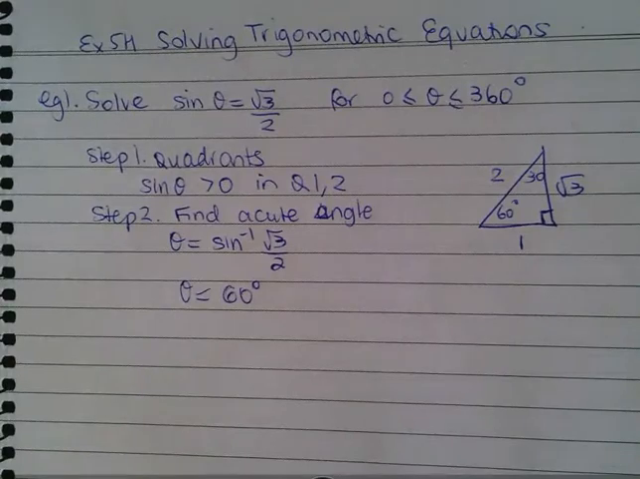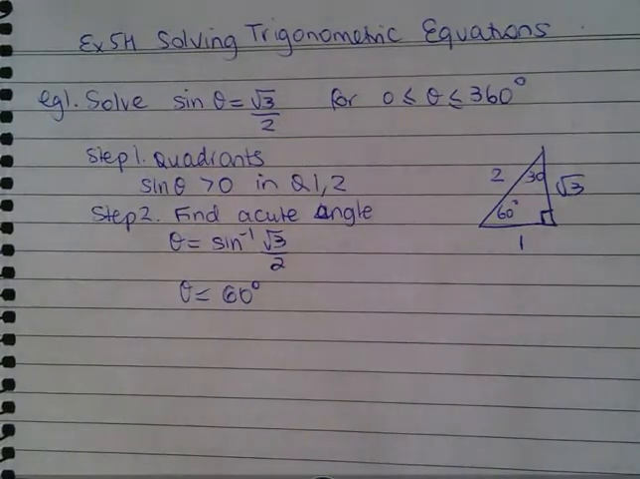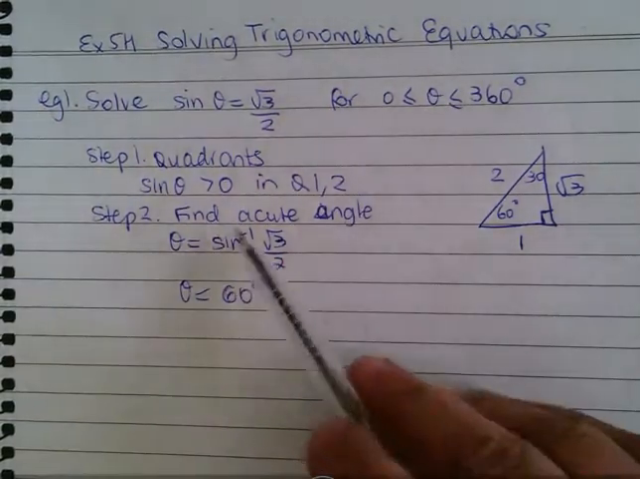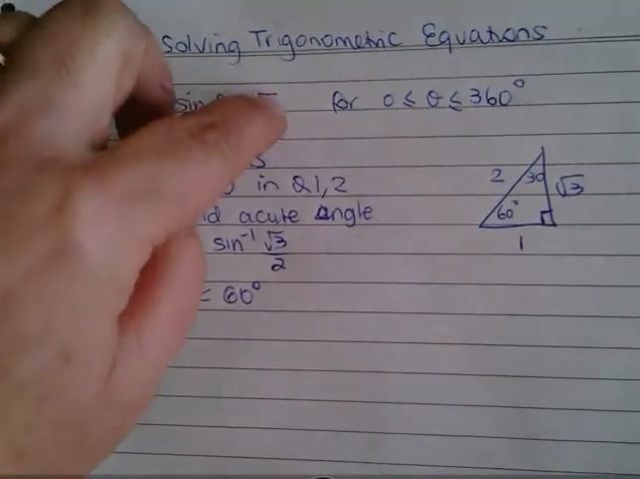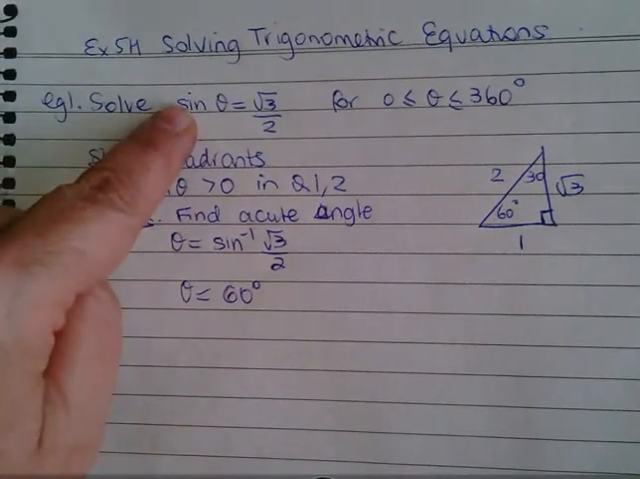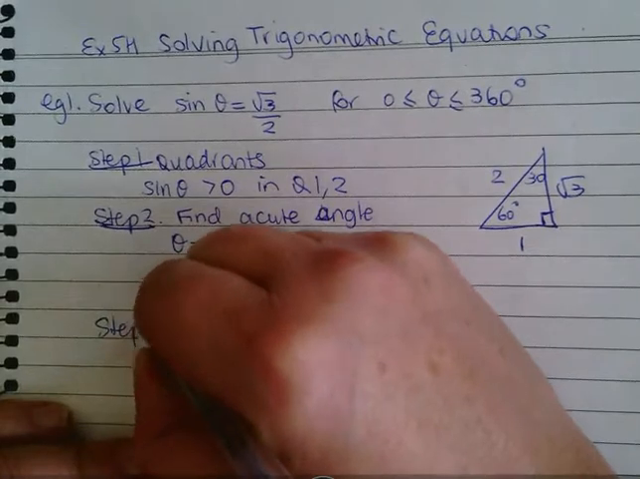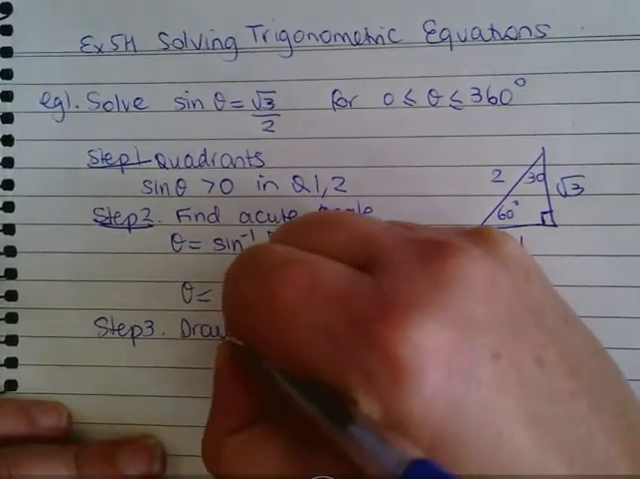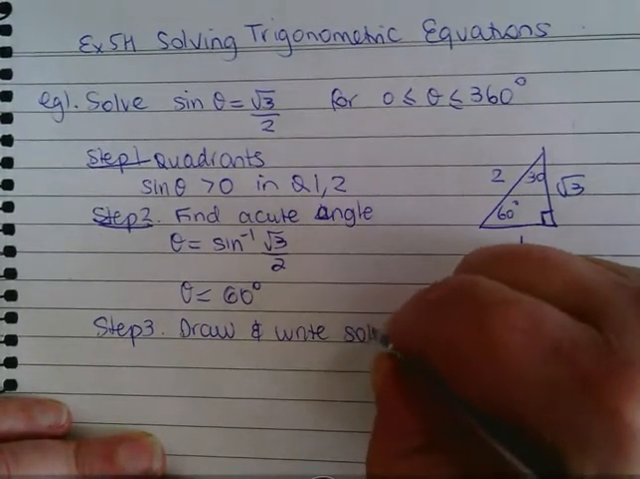So the first step is always, what quadrants am I in? Sine theta is positive. So I must be in 1 and 2. The second step is to find the acute angle. And the acute angle is sine of what is that? So it's sine of 60. And you can do it by going sine to the -1 of √3 on 2. The third step is to draw it and write the solutions down.